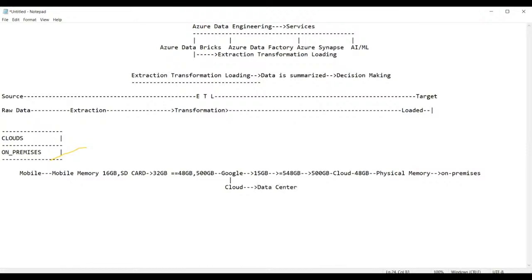So every cloud provider has data centers, and in these data centers the entire physical data will be stored. Am I right, guys, everyone?